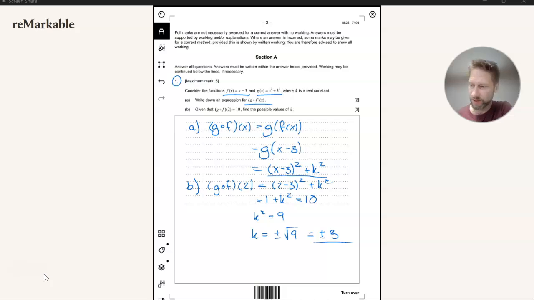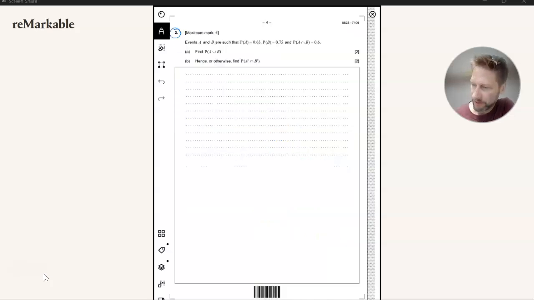Onwards to question 2. In this question, we are talking probability theory. We have 2 events called A and B, and they are such that the probability of A is 0.65, the probability of B is 0.75, and, again, this is reading comprehension, the probability of their intersection is 0.6. So what I do when I get this information is that I immediately draw a Venn diagram. So what we're being told is that we have A and B, and the intersection lies in here. That is a probability of 0.6.